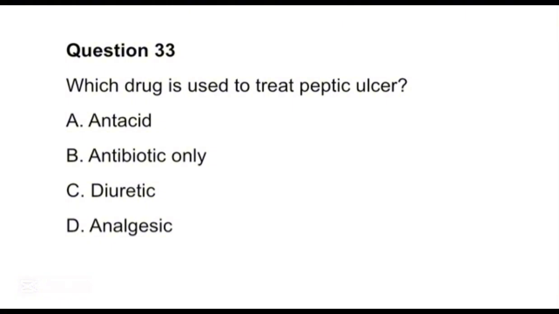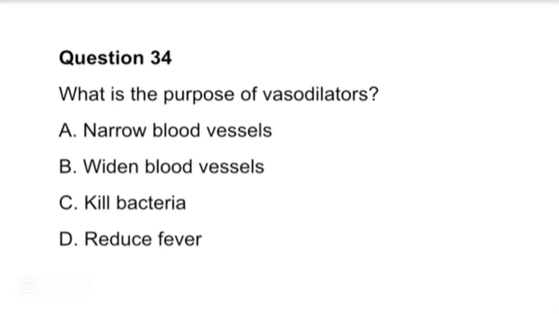Question 33. Which drug is used to treat peptic ulcer? A. Antacid. B. Antibiotic only. C. Diuretic. D. Analgesic. Correct answer, A. Antacid.